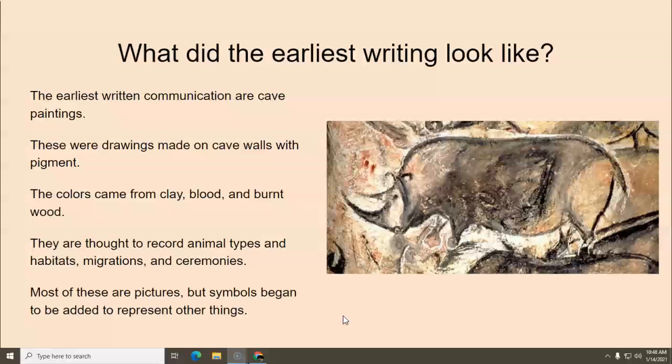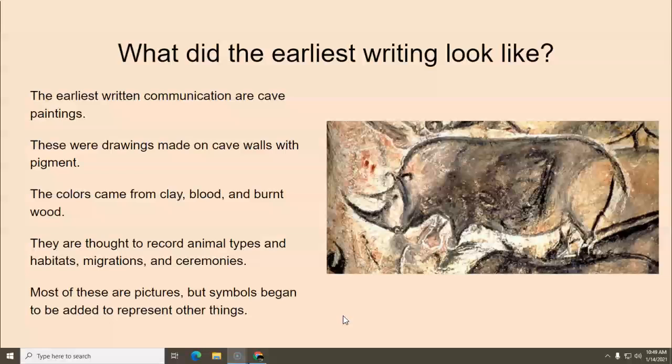So the drawings on the wall were made with pigment, and the pigment came usually out of a grease mixed with clay to get browns and those kinds of colors, burnt wood, charcoal to get the blacks, and blood mixed into it to get some of the reddish colors, and also to help it stick. And they also mixed it with eggs to help it stick, kind of an early tempera paint.